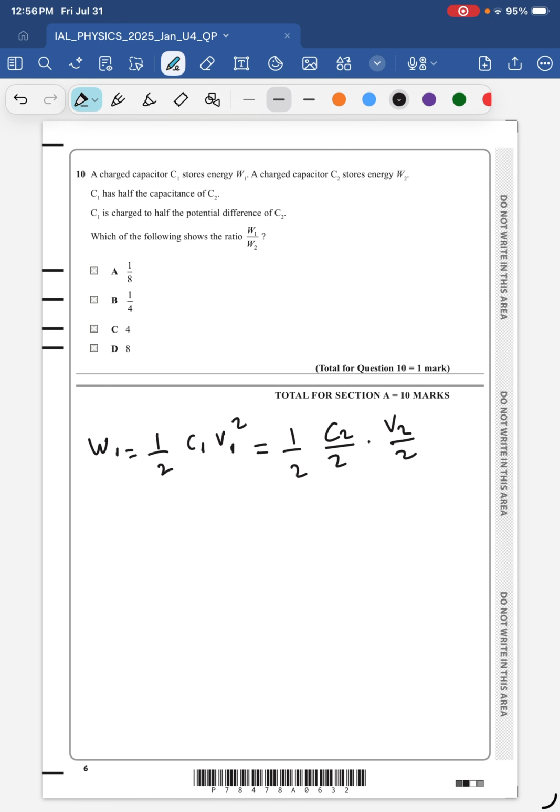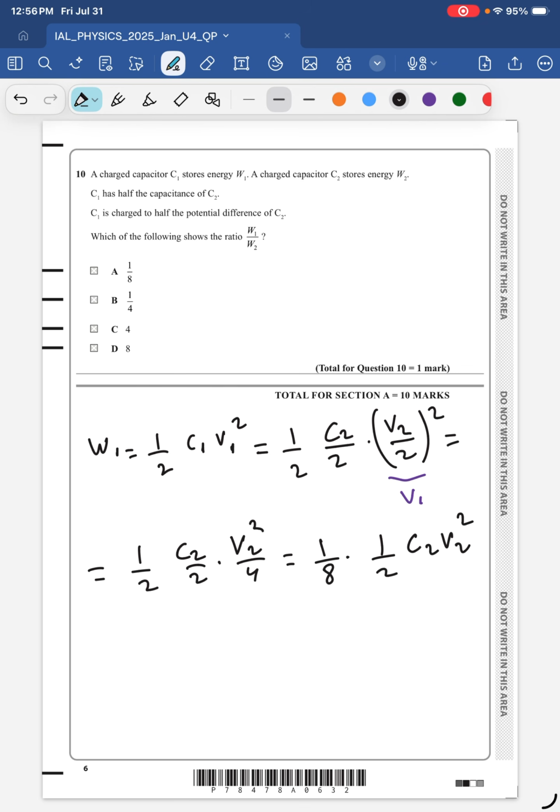So we have 1/2 times C2 over 2 times V2 over 2 squared. So this is V1. Let's work this out. We have 1/2 C2 over 2 times V2 squared over 4, which is 1 over 8 times 1/2 C2 V2 squared, right? But what is this? This is W2, right? So we immediately infer that W1 over W2 is 1/8, which is option A.